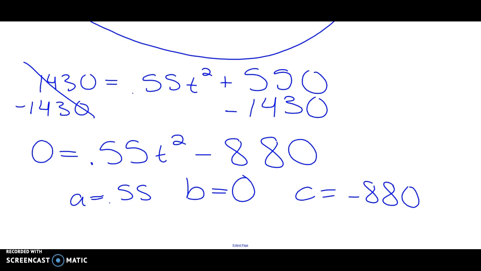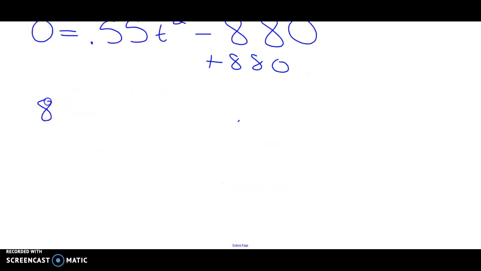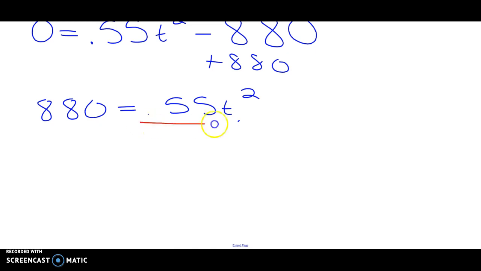Add over 880, divide by 0.55, square root both sides. So I'm going to do it that way. So add 880 back over to the left. So we get 880 equals 0.55 T squared. Now what does algebra 1 tell me to do? Divide both sides by 0.55.